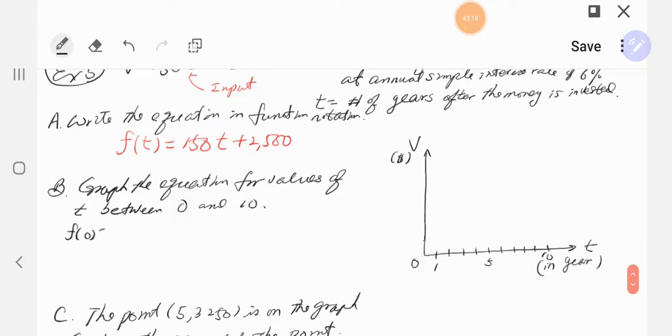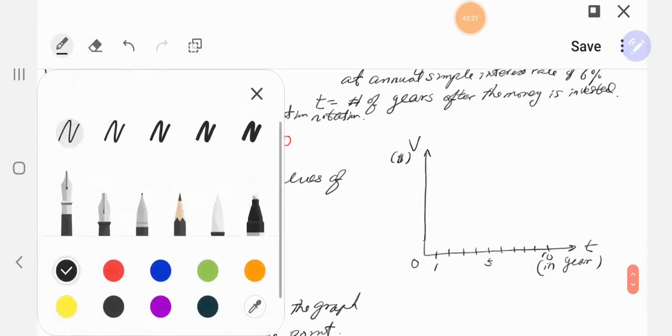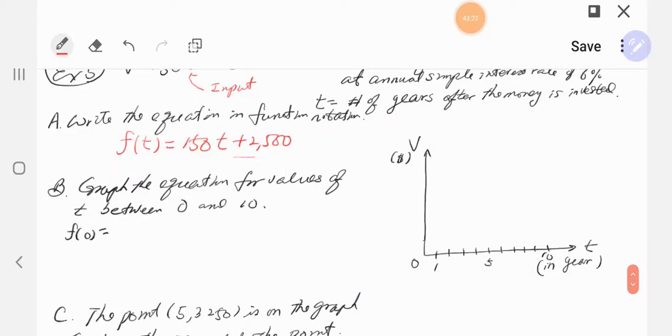Is this a straight line? This is a linear equation, right? So the graph is a straight line. So we need 2 points. 2 points is enough. So let's use 0 to find the first point.